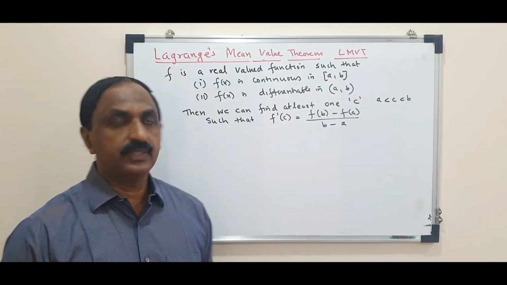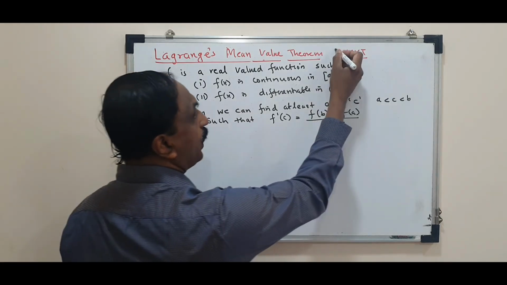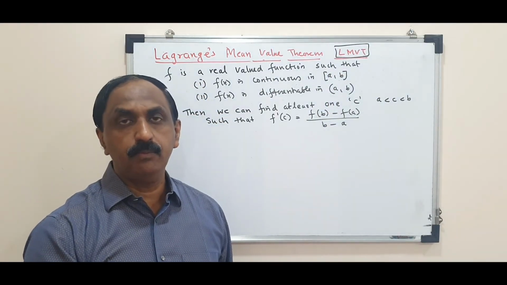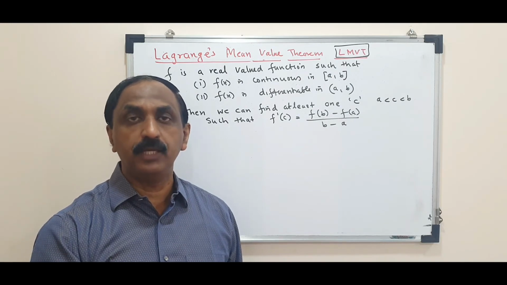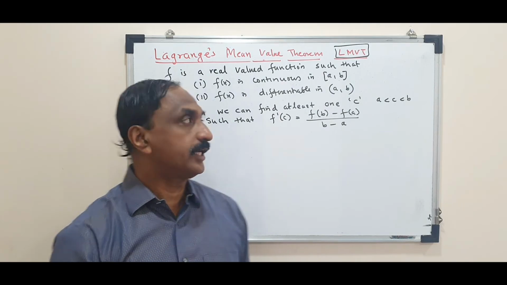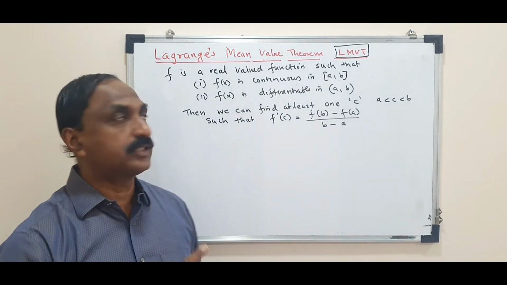The second theorem that we have is known as Lagrange's mean value theorem. In short, we call it LMVT. Both Rolle's theorem and Lagrange's theorem are called mean value theorems. So this theorem is known as Lagrange's mean value theorem. In Lagrange's mean value theorem and Rolle's theorem, the first conditions remain the same.